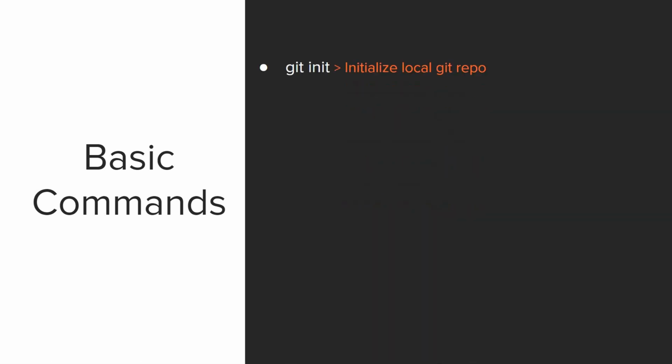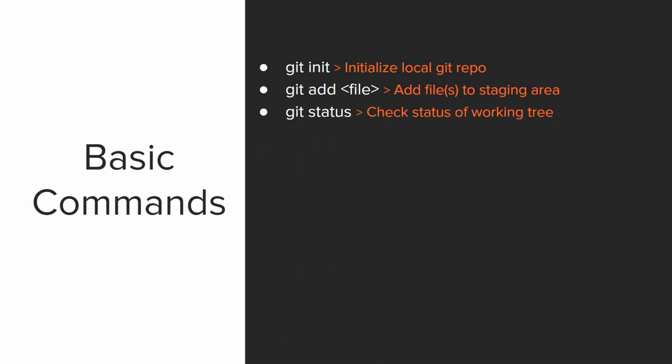So the first one is git init. This will initialize a local Git repository in your project folder and will create a .git folder. And the next one is git add and then the file name, and this adds files to the staging area. The next one is git status, and this checks the status of the working tree. Git commit. This commits changes in the staging area.